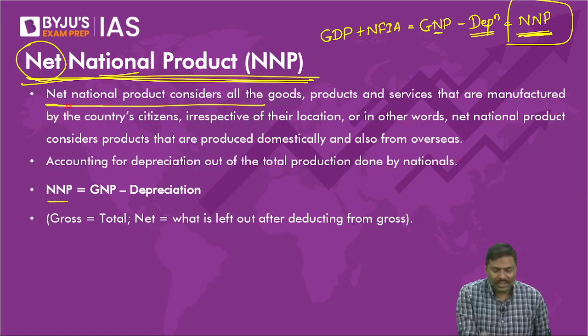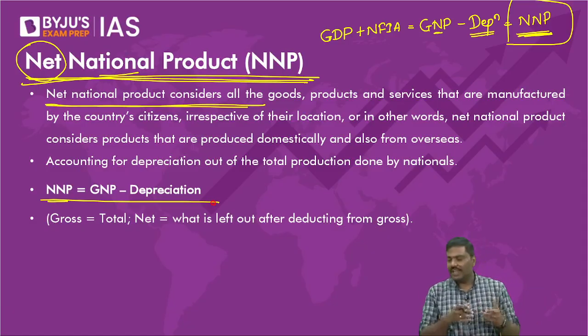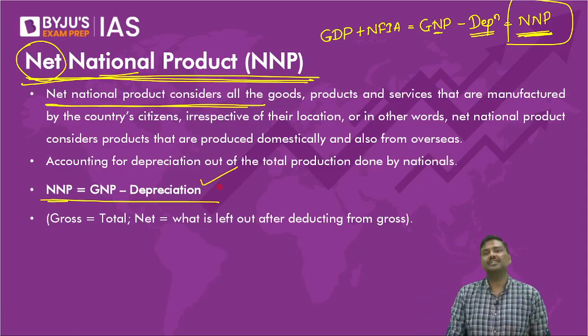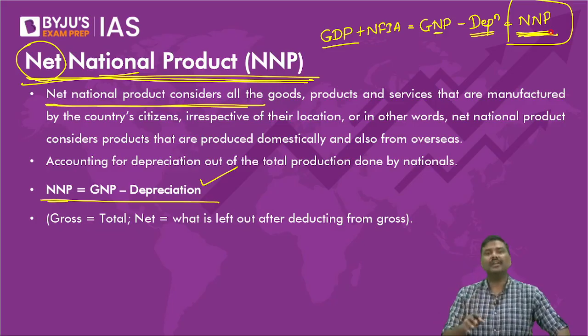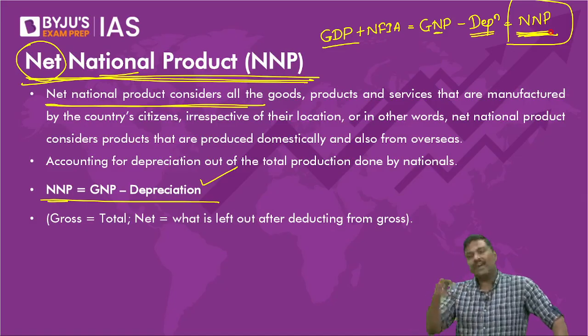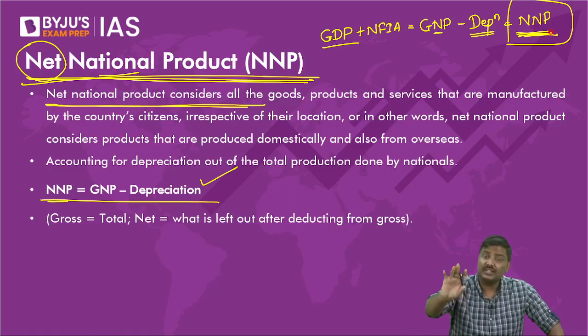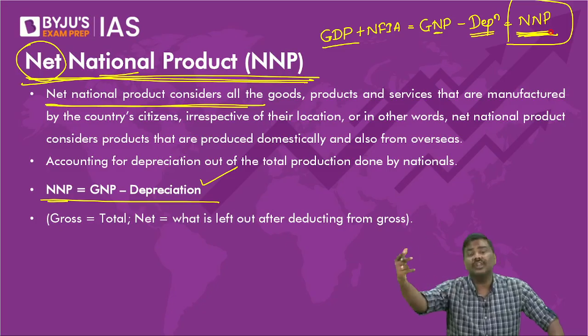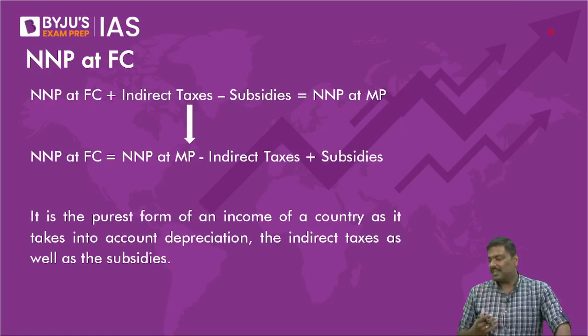Right? So how do we get this? This is the formula. NNP is equal to GNP minus depreciation. Or else you can write from GDP, arrive at NNP. Any difficulty, please do let me know. So net national product is the market price of all the final goods and services which are produced by the citizens or the nationals of a country after accounting for depreciation. Okay, now I will use NNP itself.